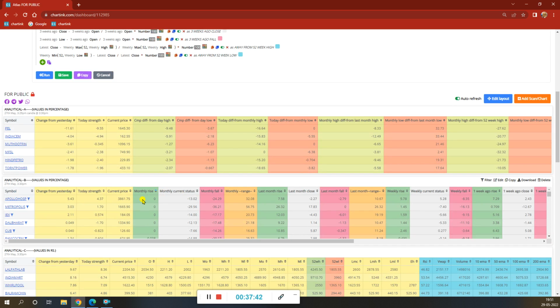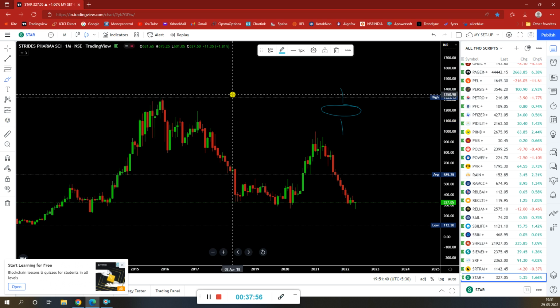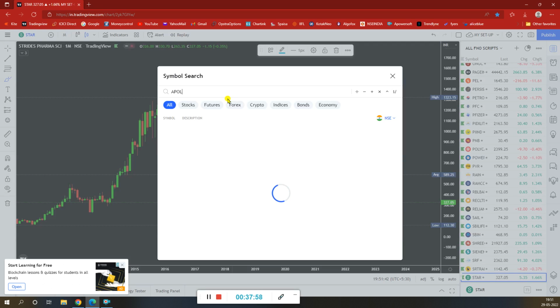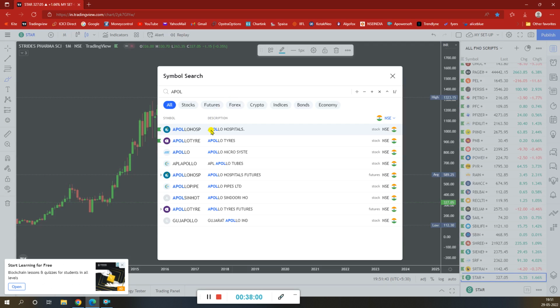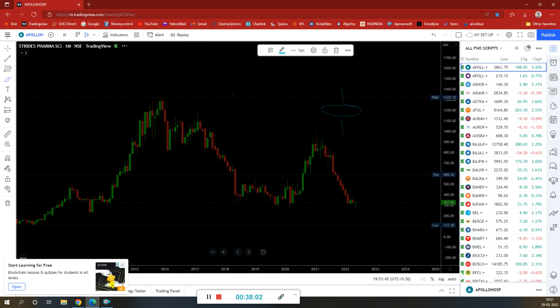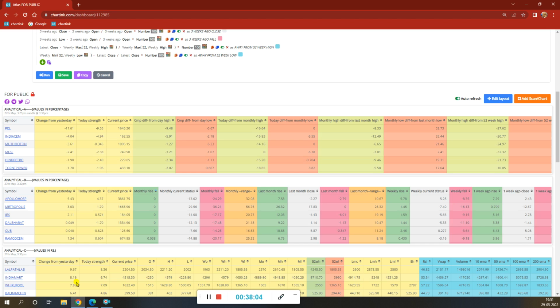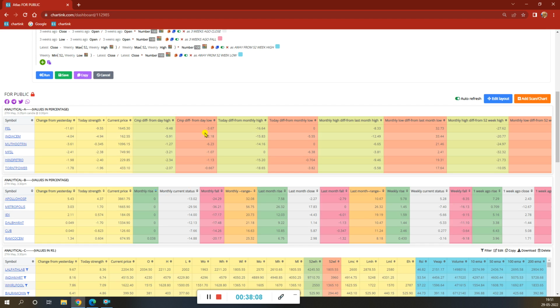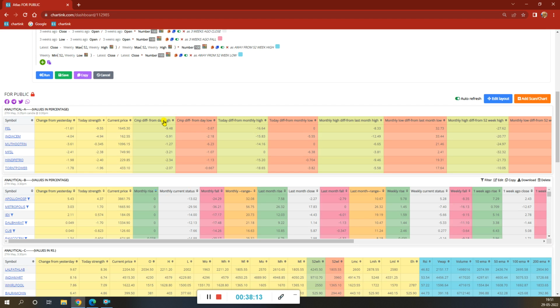So after opening on the monthly candle, Apollo Hospital did not move even. Look at this. It says 0. Apollo Hospital. Okay, now one thing I would like to tell you guys here is this 0 is different than the zeros here. Let me tell you this.